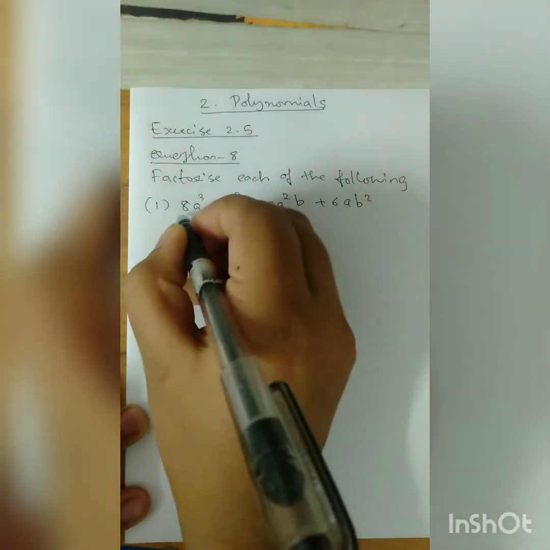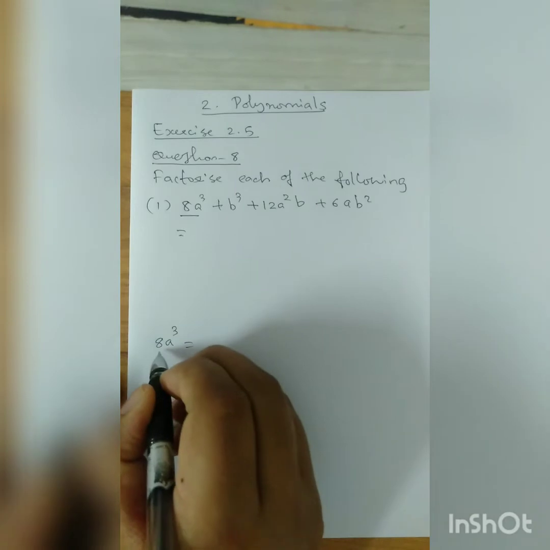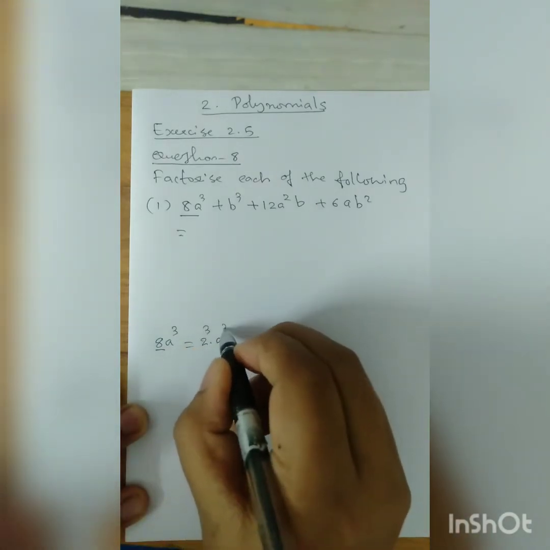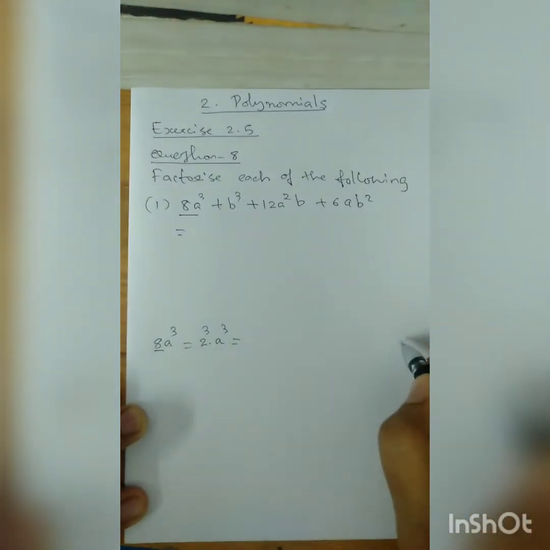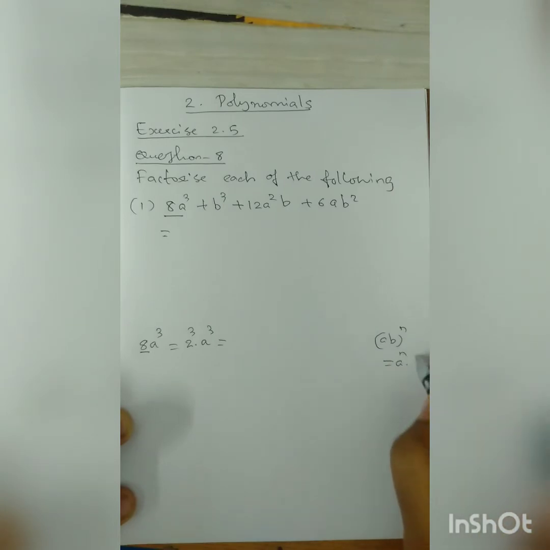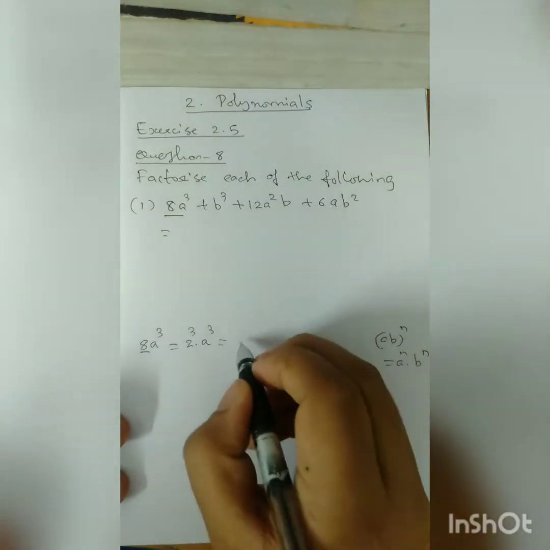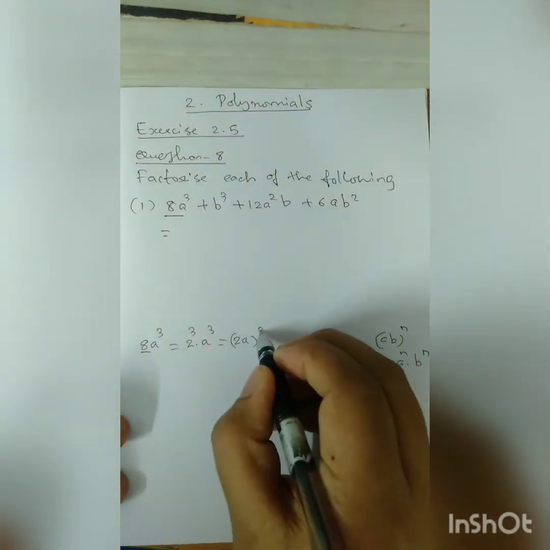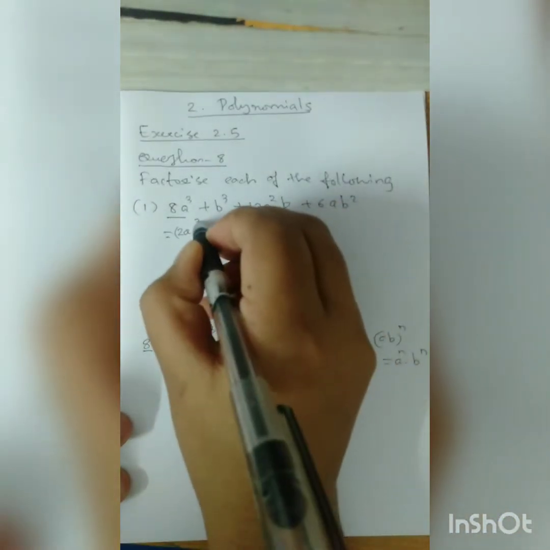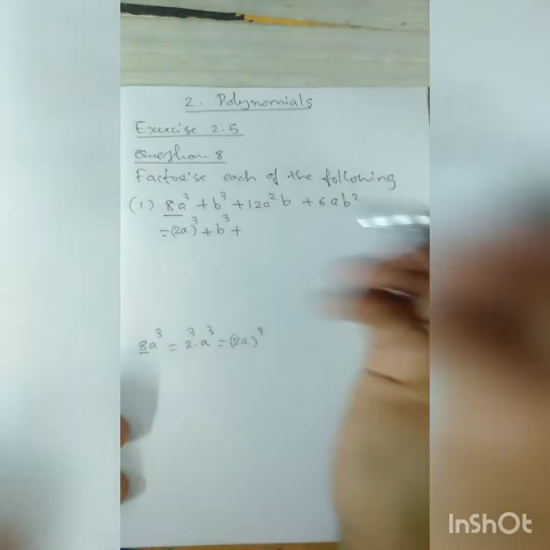First, we consider the first term, 8a cube. 8 can be written as 2 cube, so 2 cube into a cube. We know that (ab) the whole raised to n is equal to a raised to n into b raised to n. Therefore 2 cube into a cube is equal to (2a) the whole cube. So 8a cube can be written as (2a) the whole cube. Plus the second term, b cube, is written as b cube.